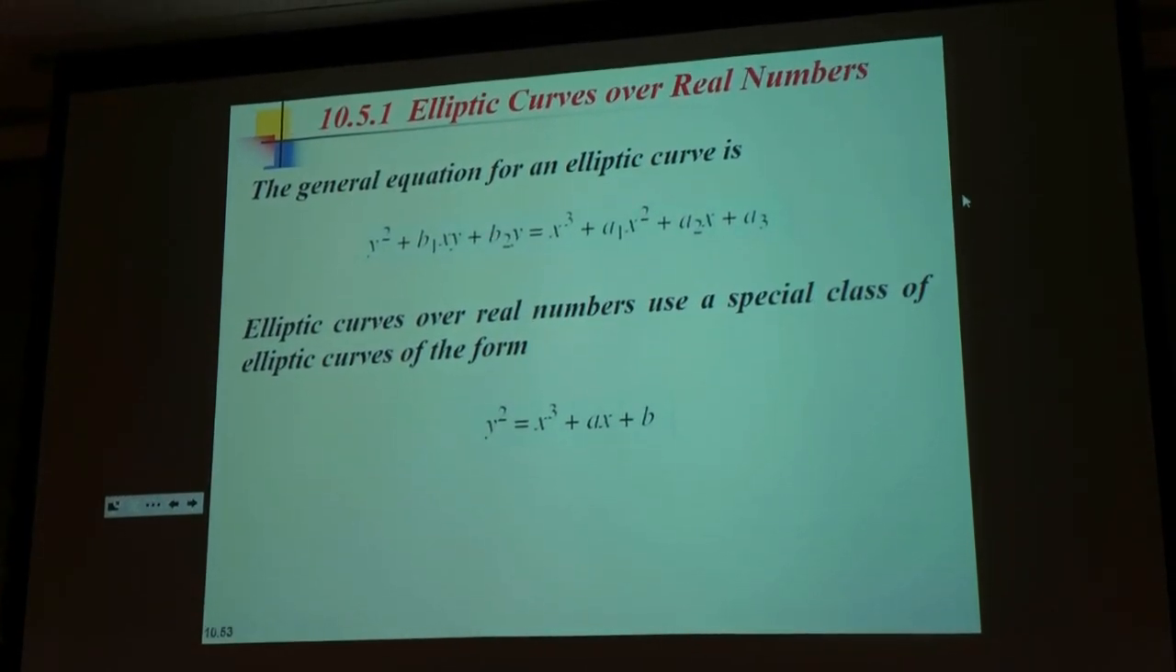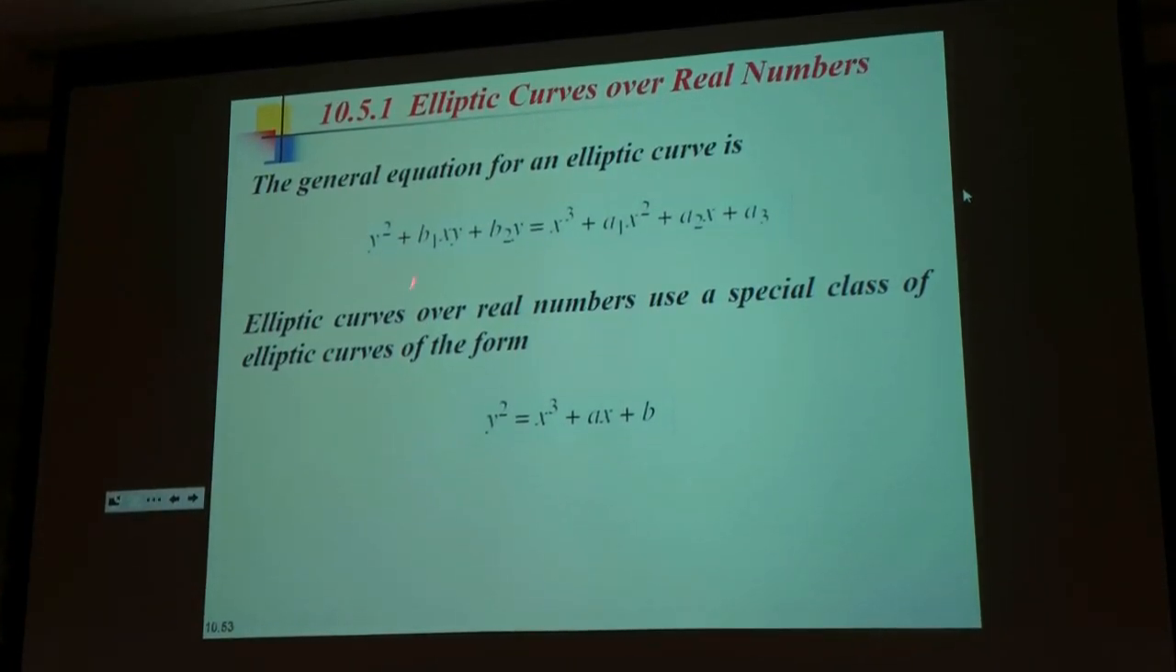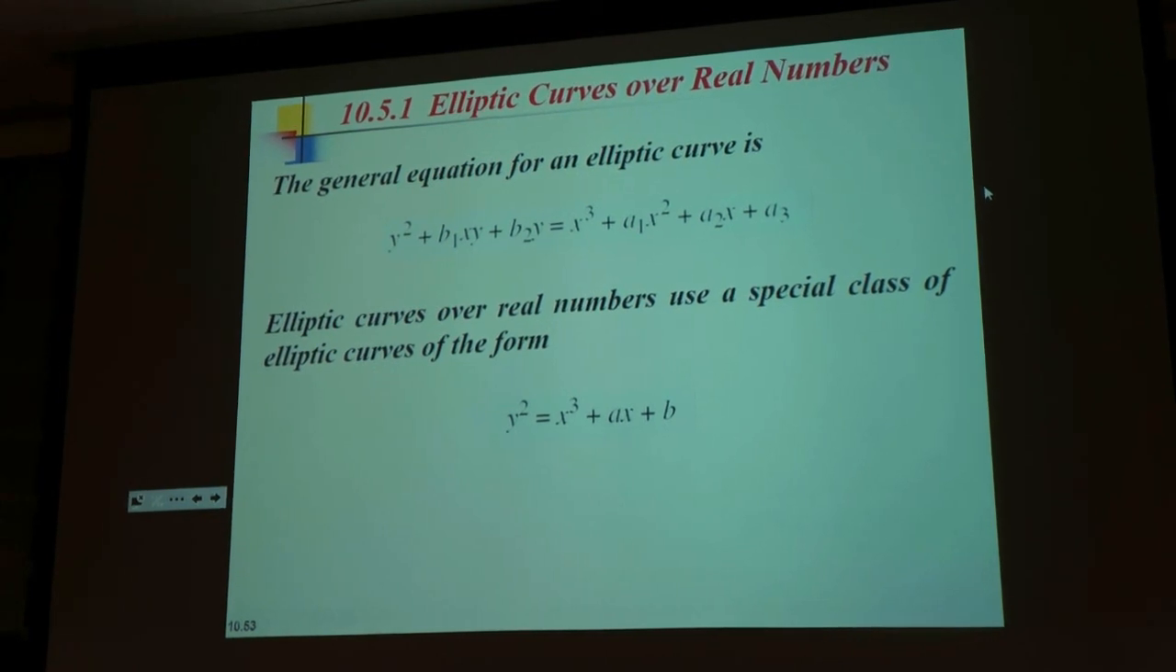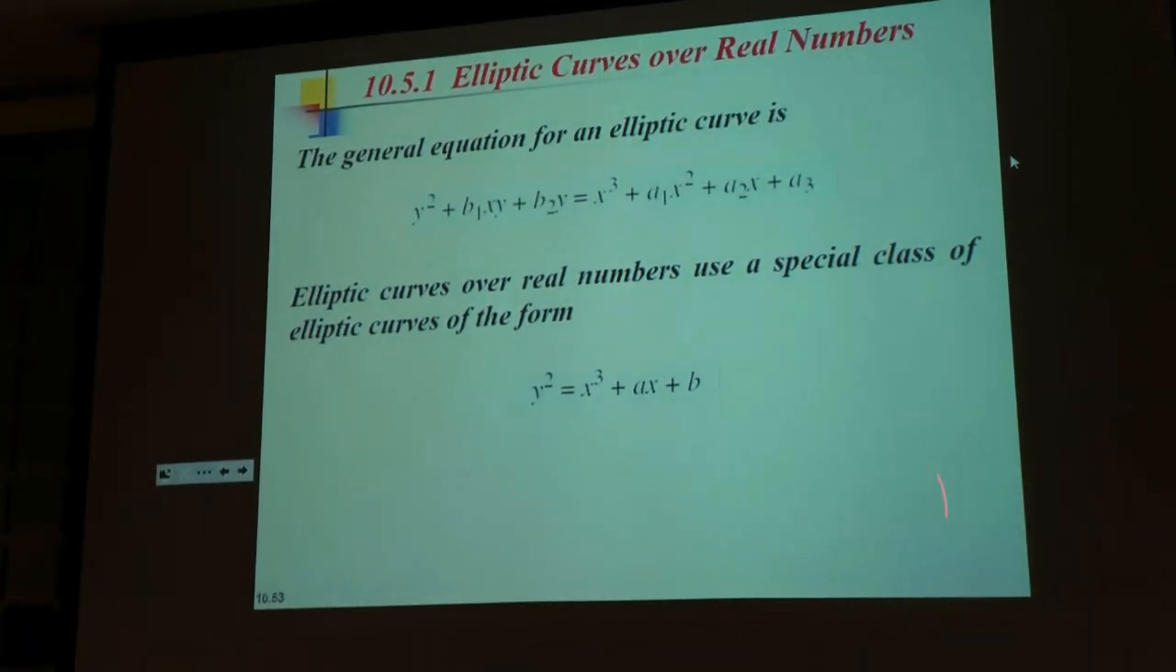So, the general equation for an elliptic curve: y squared plus b1xy plus b2y equals whatever. From math, that's the general equation for any elliptic curve, right? We don't want this complexity, so elliptic curves over real numbers use a special class of elliptic curve: y squared equals x cubed plus ax plus b. How many variables do we have? Two, x and y. And it's a cubic equation, not a square equation, because you have x to the power of 3.